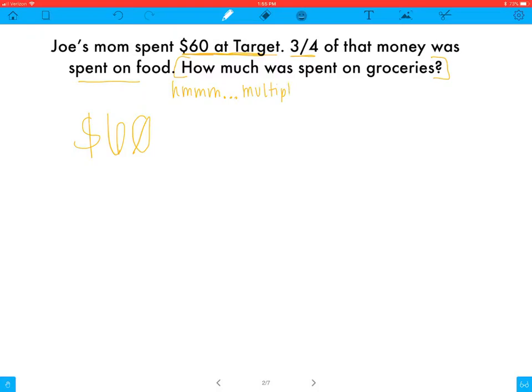So Joe's mom spent $60 at Target. 3/4 of the money was spent on food. How much was spent on groceries? Well, because I'm not dividing that number, I'm going to multiply the 60 by 3/4. But that 60 becomes 60 over 1, and the 3/4 stays the same.